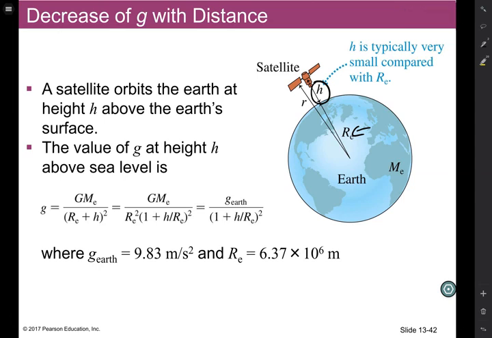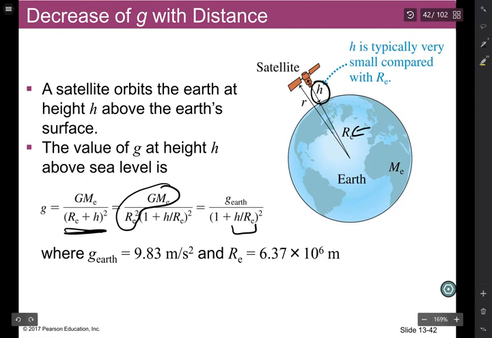But if your height above Earth's surface is a substantial fraction of the radius of the Earth, now it starts mattering. The total distance from center to center is the Earth's radius plus how high you are above the surface. So you can do a little bit of algebra. Factor out the radius of the Earth squared, and then you notice that this right here is by definition little g, and so then you have this factor right here, which is telling you how much weaker gravity is because you're farther from the center.